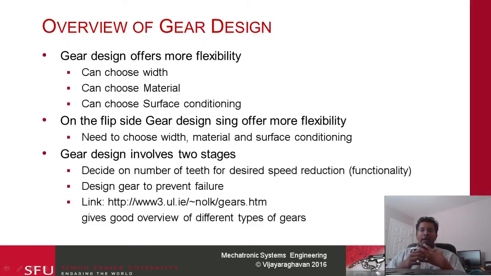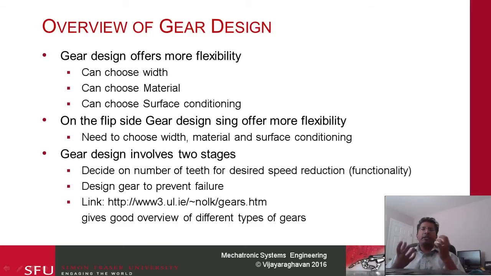And the bad thing is, as a designer, you have to have an idea of calculating all of these parameters. The gear design itself is two steps. The first one is you will have an idea of the RPM reduction that you want. So if you want to go from 1000 to 10 RPM, you have a reduction of a factor of 100. Based on that, you can select the number of teeth, which is discussed in our previous video.